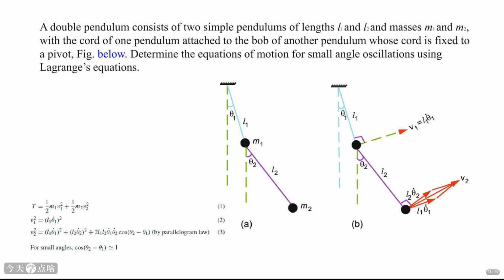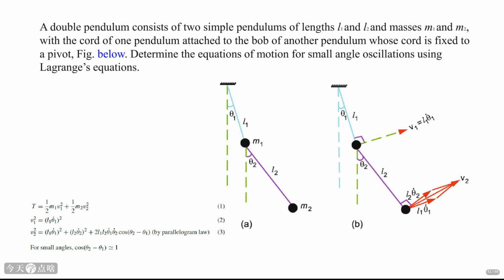The velocity of mass m2 is more complex. v2 equals the square root of L1 squared times theta 1 dot squared plus L2 squared times theta 2 dot squared plus 2 times L1 times L2 times theta 1 dot times theta 2 dot times cosine of theta 2 minus theta 1. This comes from vector addition.